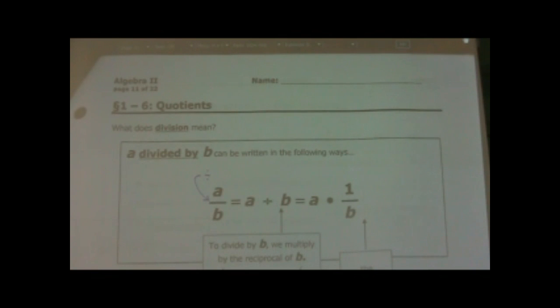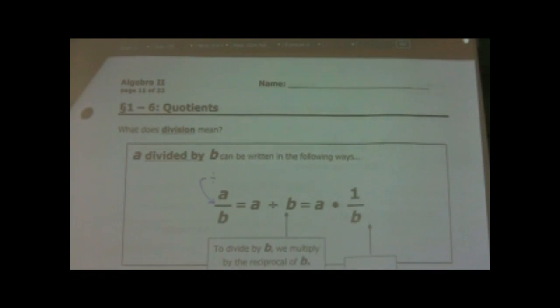So A divided by B, as an example, can be written in the following three ways. First of all, you can write it as A over B. That means A divided by B. In other words, this fraction bar right here means division. So you can write it as a fraction, it means division. We typically do that if we can't simplify it any further. We can write it with this lovely division symbol, with the line with the two dots, A divided by B.